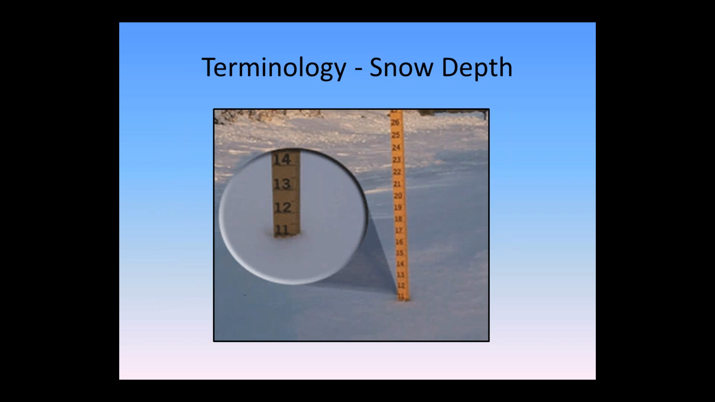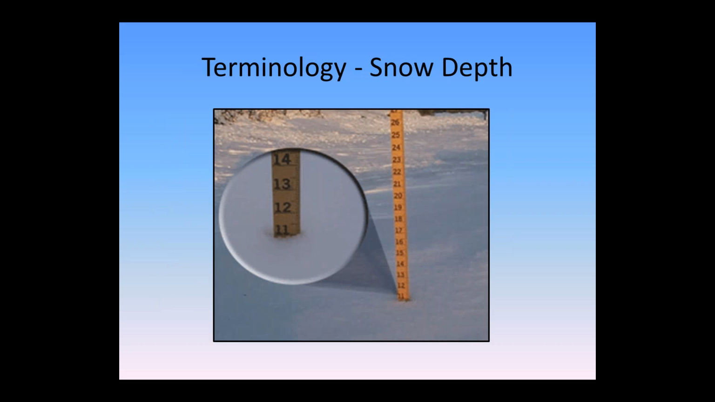So our first term is probably the simplest. It's called snow depth. It's as simple as it sounds: basically sticking a ruler in the ground, measuring how deep the snow is, and recording that. That's your snow depth. Typically our observers take a variety of readings around a certain protected area of land and then take the average of those measurements.